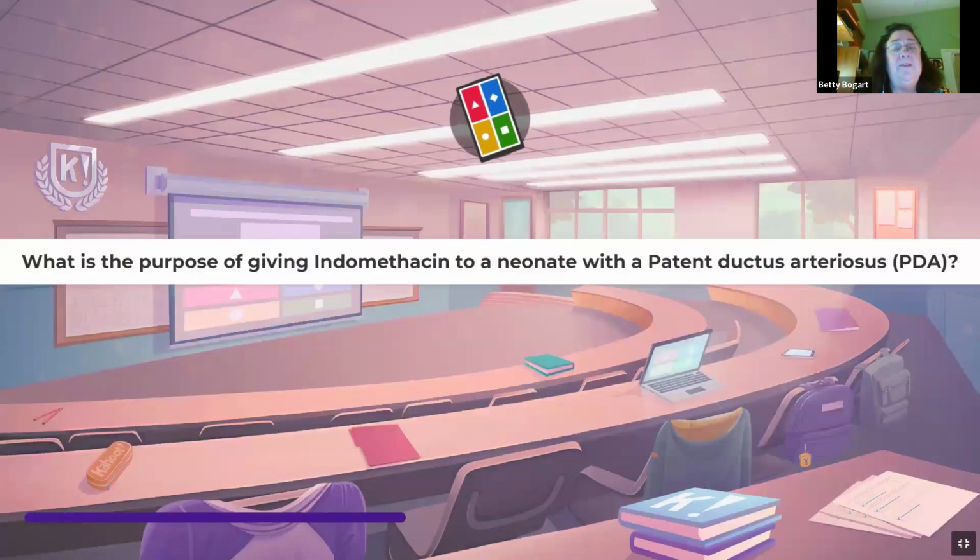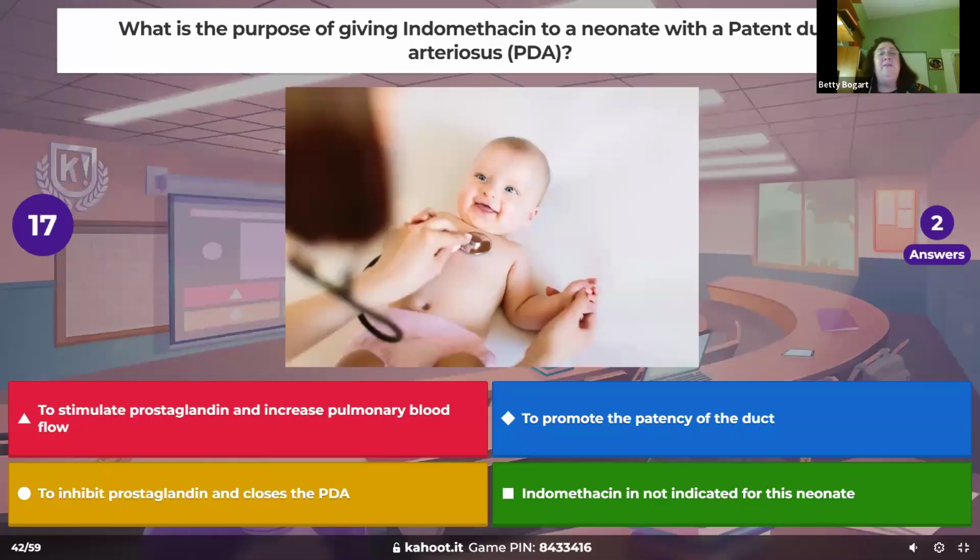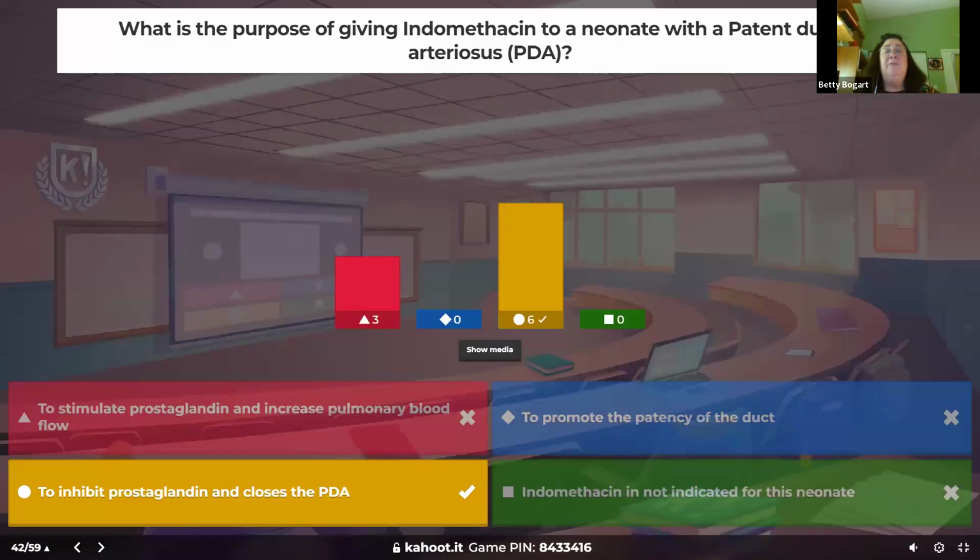What is the purpose of giving indomethacin to a neonate with a PDA? What does indomethacin do? We know what prostaglandin does. What does indomethacin do? It stops the natural prostaglandins in that duct and it closes. Indomethacin is the medical treatment for it.